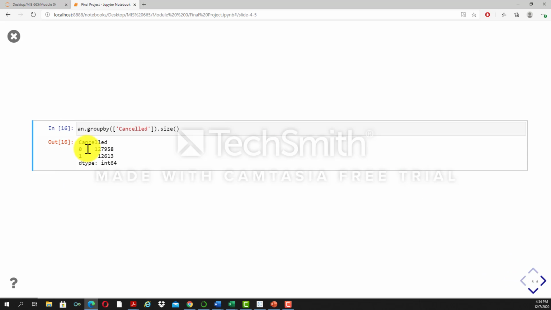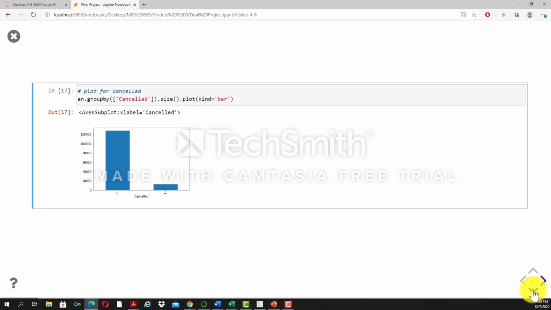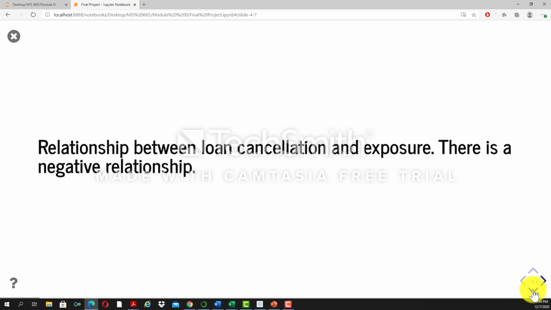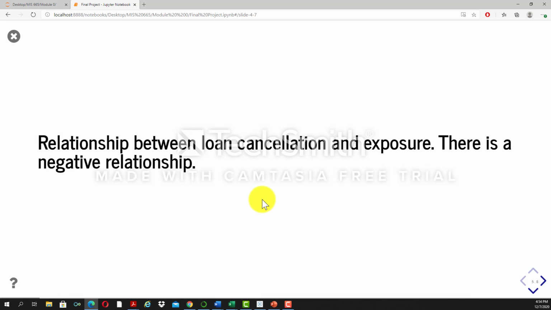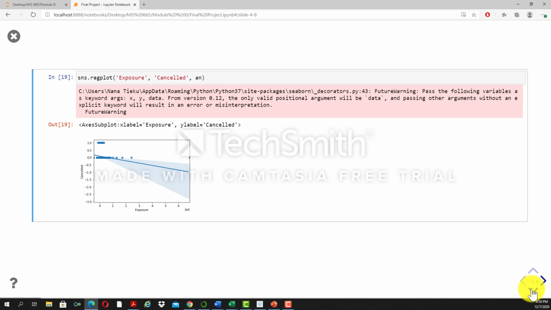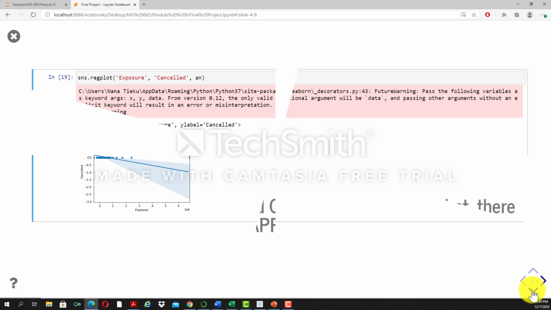First, we're going to look at the total number of cancelled and not cancelled. So we have 12,613 for cancellation. This is a visualization showing it. Then we move on to cancellation and exposure. We have a negative relationship right there. The fitted line shows the negative.